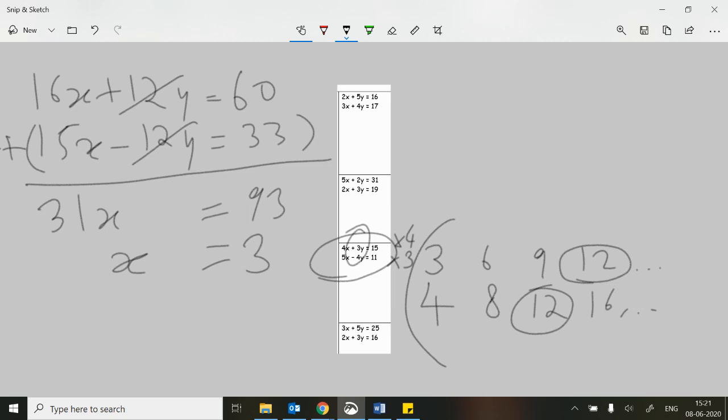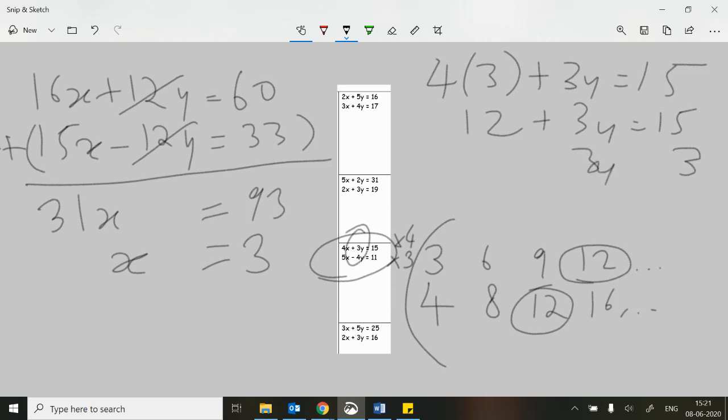Now, the y number is going to be, let's choose equation 1 or 2. So number 1 looks easy because it's got no negatives in. So we do 4 times 3 plus 3y is 15. That's 12 plus 3y is 15. Take away the 12 from both sides, we're going to get 3y is equal to 3. And then so y is equal to 1. Let's divide by 3.